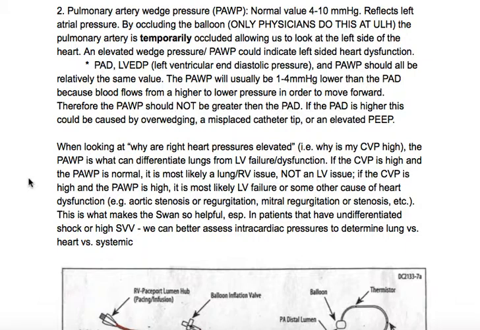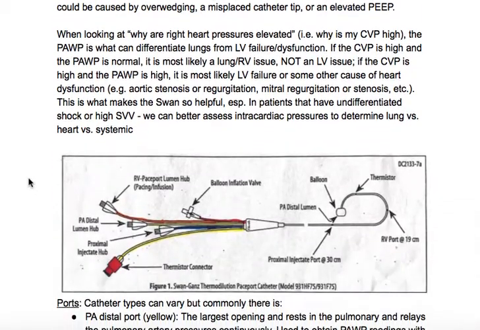Granted, your patient does not have underlying other cardiac issues that'll throw your PAD off. So it's important to know that your wedge should not ever be higher than your pulmonary artery diastolic. If your PAD is higher, it could be caused from an overwedging, it could be caused from a misplaced catheter tip, or it could be caused by elevated PEEP just because you're changing the intrathoracic cavity pressure.